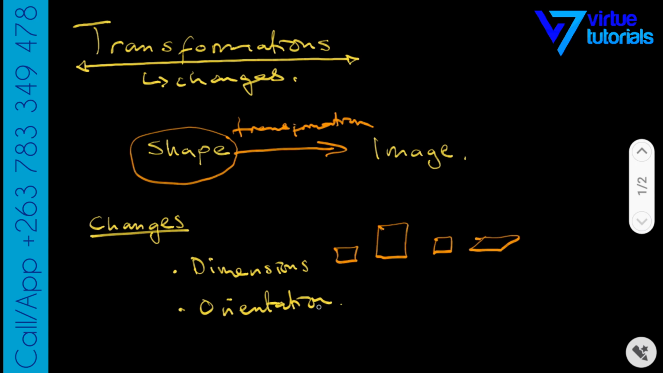We can also experience changes to the orientation of the shape. So if you had a shape like this, right, it can flip and face the other direction, or it can rotate like this, right? So as you can see, the shape is changing its orientation, right? That is how it is standing. So it's just flipping and rotating. Those are the changes to orientation that we can experience.